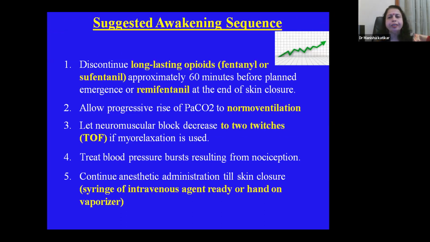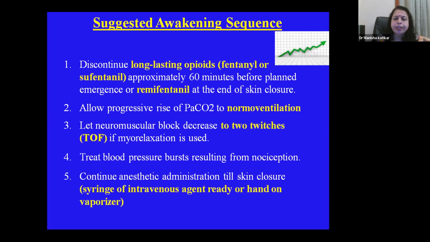All these patients can undergo awakening or emergence from the neurosurgical procedure. So how to go about it? If you are using fentanyl infusion intraoperatively, please stop it 60 minutes before the planned emergence. Allow progressive rise of PaCO2 to normoventilate, because many a time you need to use PaCO2 at a lower level for providing adequate brain relaxation. Let the neuromuscular block, if you are using a peripheral nerve stimulator, decrease to 2 twitches if mild relaxation is used. Maintain normotension. Treat blood pressure bursts resulting from nociception.